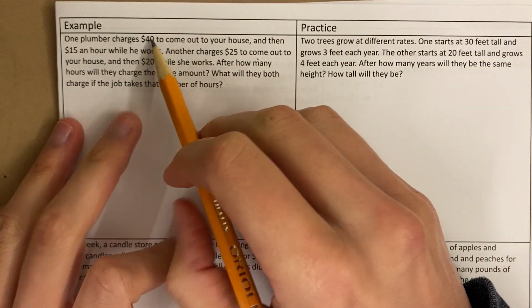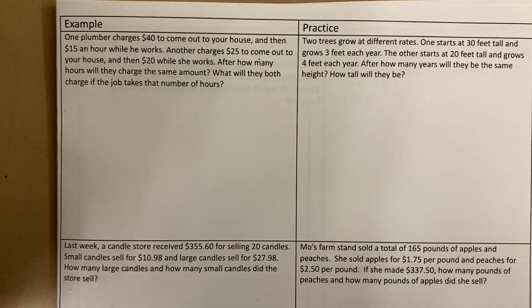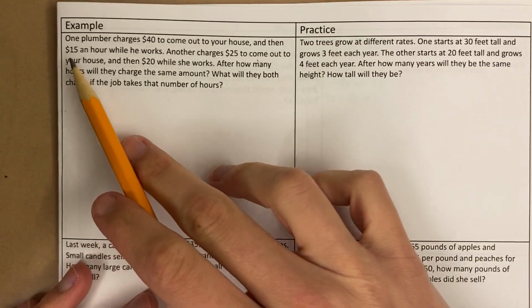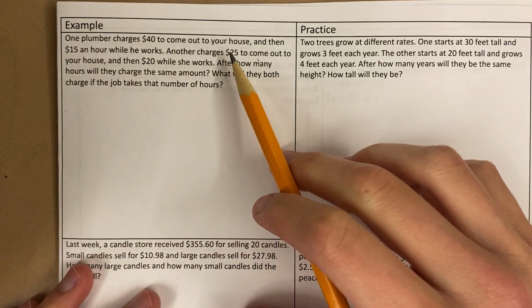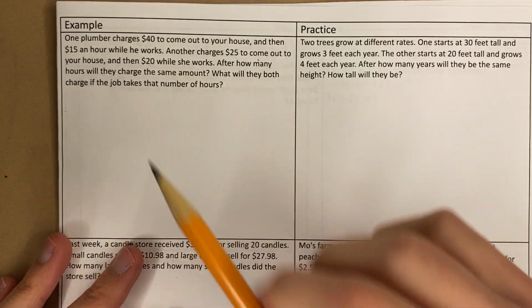So this one plumber says, look, it's $40 for me to just come and park my van out in front of your house, right? And then while I'm working, you only have to pay me $15 an hour. Another one says, look, it's only $25 for me to come and get my van out there, but once I'm working, it's going to be $20 an hour.